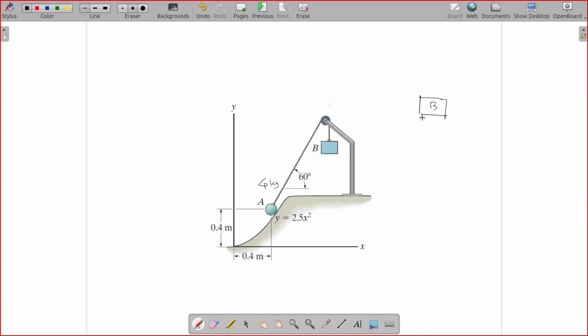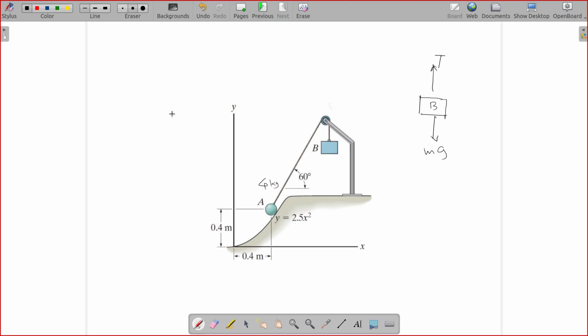What are the different external forces acting on mass B? You have weight acting downwards and tension acting upwards. So there is not much complexity here. Tension is equal to weight. The tension in the rope will be equal to the weight of the block B.